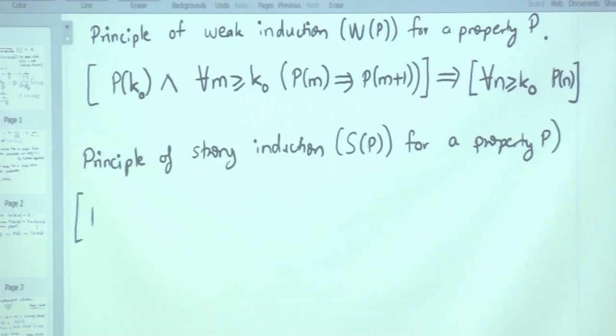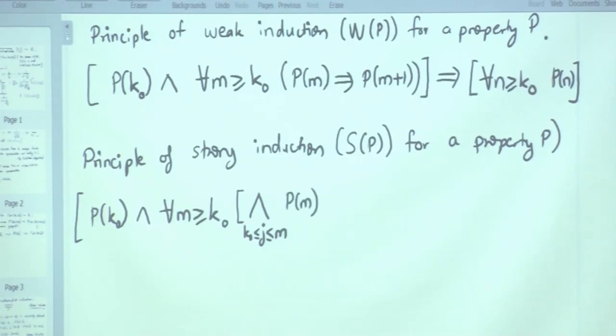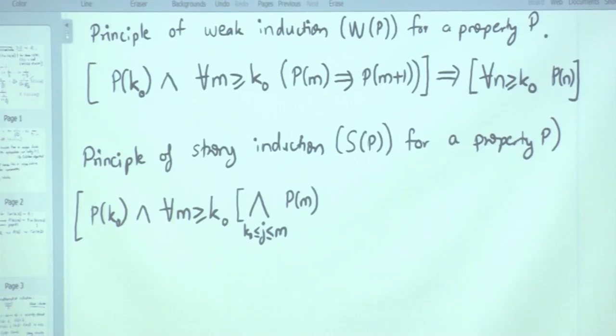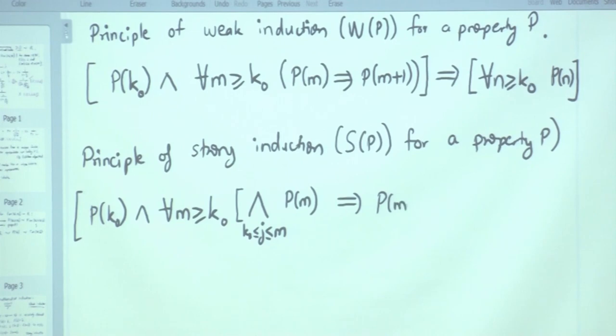Again it starts similarly. Suppose the property P is true at K0, some base case, and for all M bigger than or equal to K0, now I'm not assuming just P of M, but I'm going to assume a big conjunction, a big AND. So I will say for K0 less than or equal to J less than or equal to M, P of J. So I'm assuming that the property P holds for K0, K0 plus 1, dot dot dot, up to P of M. Whenever this happens, then P of M plus 1 is true. That should be P of J, sorry.